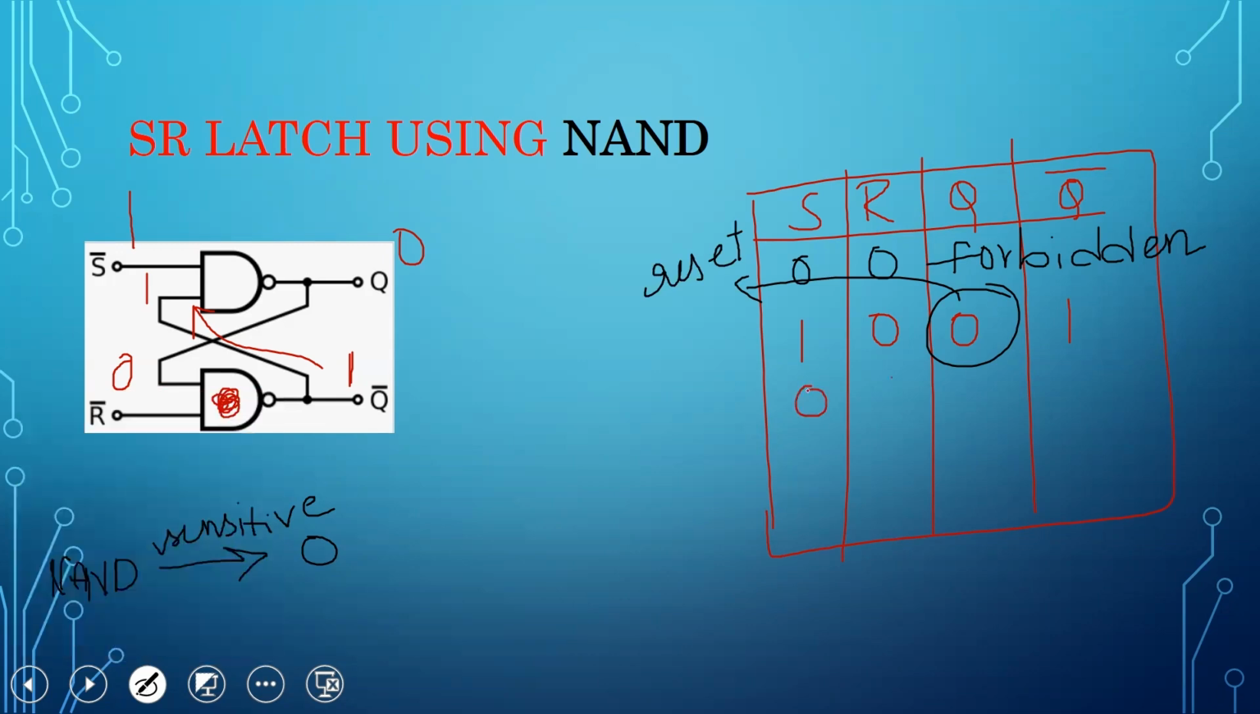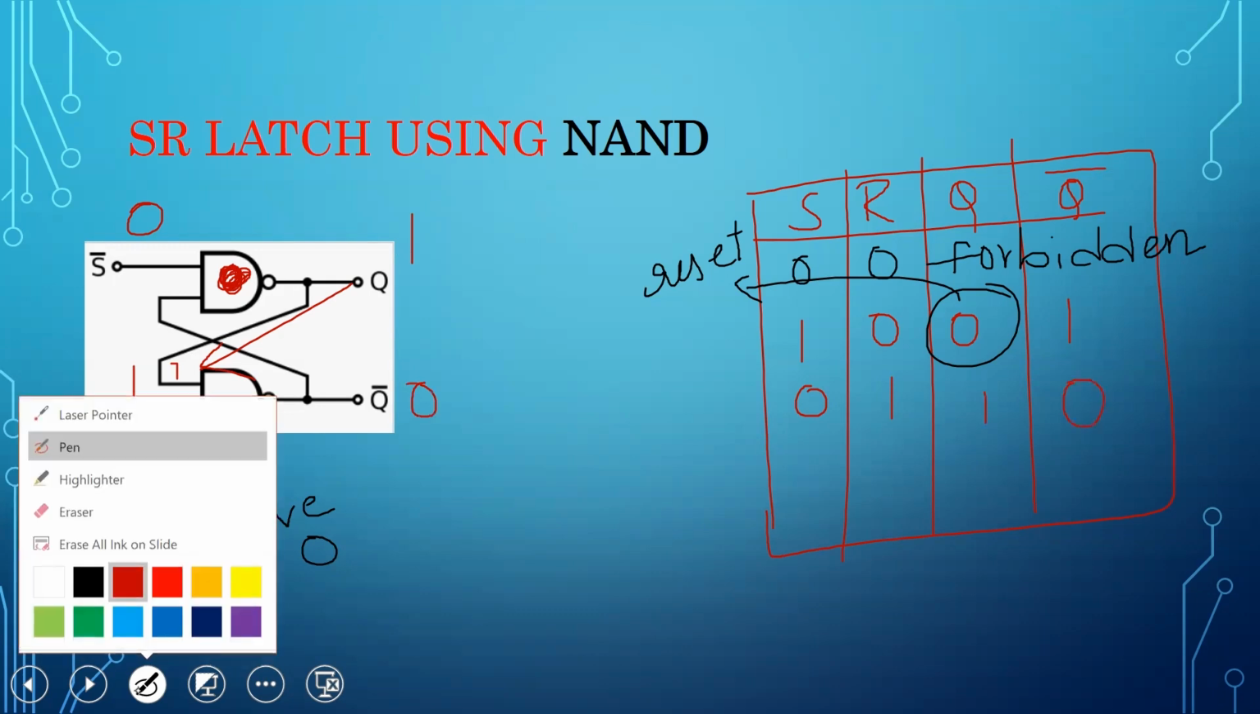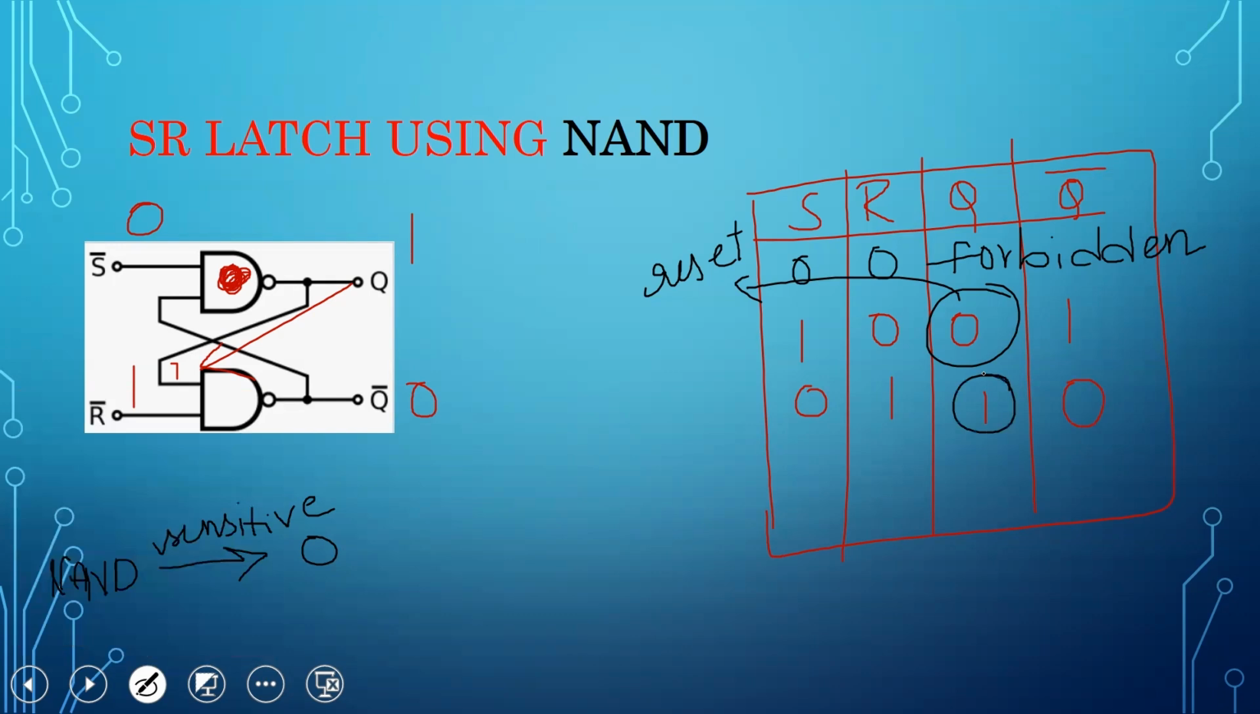Now the other input, S is 0 and R is 1. The top NAND gate is sensitive to 0, so it gives output 1. It comes here, 1 into 1 is 1, 1 bar is 0. So Q is 1 and Q bar is 0. At this time Q became 1, so the SR latch is in the set state. It becomes set when S is 0 and R is 1.